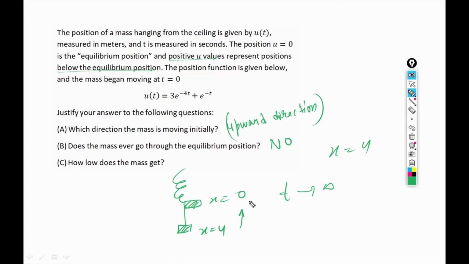So what is it asking? How low does the mass get? The maximum low is the initial stage, because it is not coming back. So the maximum low the mass will have is the initial stage. So x equals 4 is the maximum low the mass will get.